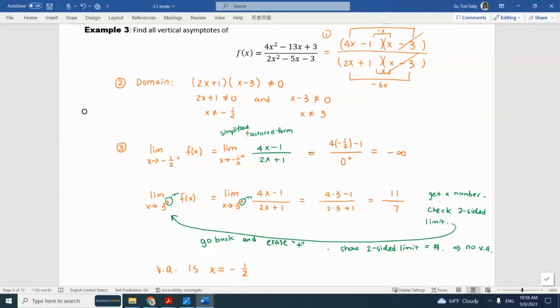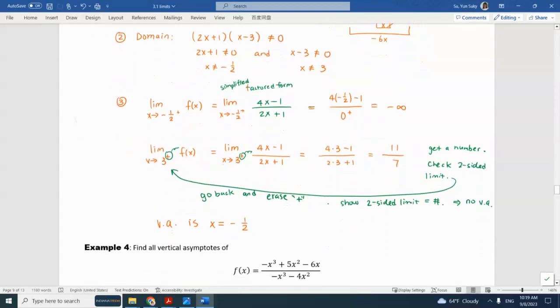A typical mistake is students just cancel the 3 and only consider one number, and just show the limit when x goes to 3 and what happens. In this case, even though the final answer is correct, because you don't consider this number, you lose 3 points. Is that okay, everybody? Even though you cancel up here, you have to confirm. You have to show me why there's no vertical asymptote there. By showing the limit is a number, then you can confirm there's no vertical asymptote there. Okay, very good. That's example 3.